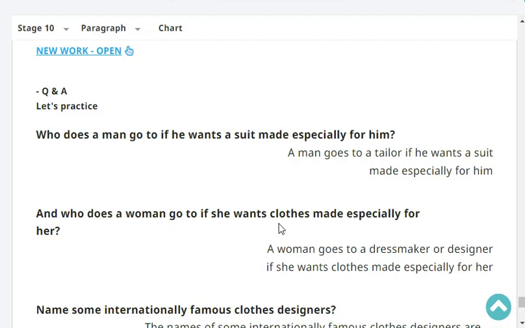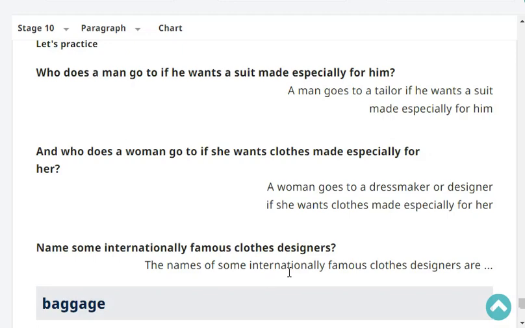And who does a woman go to if she wants clothes made especially for her? A woman goes to a dressmaker or designer if she wants clothes made especially for her.